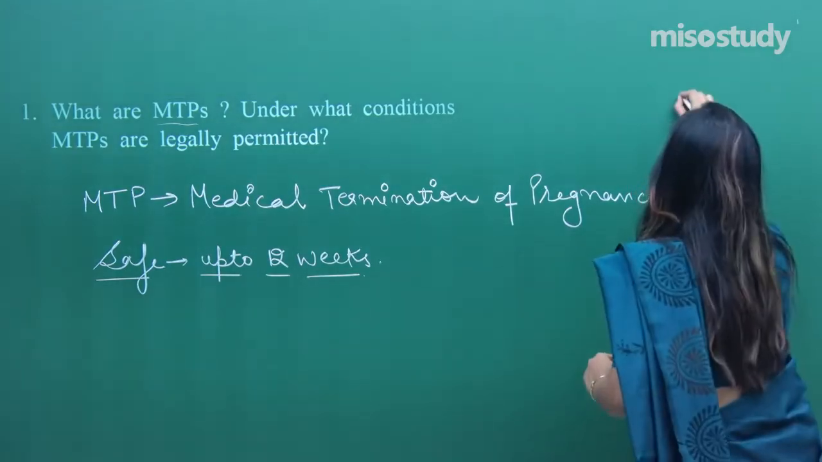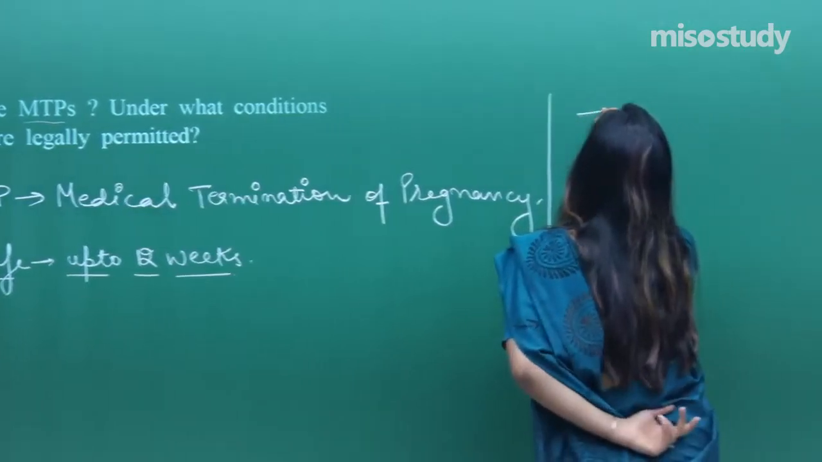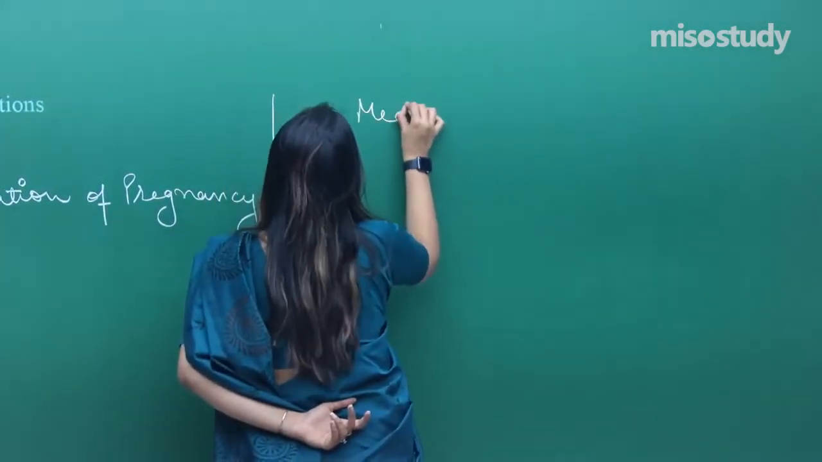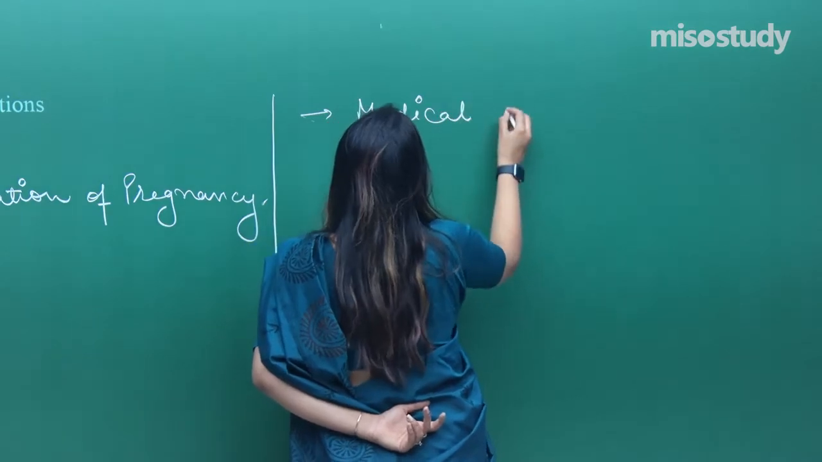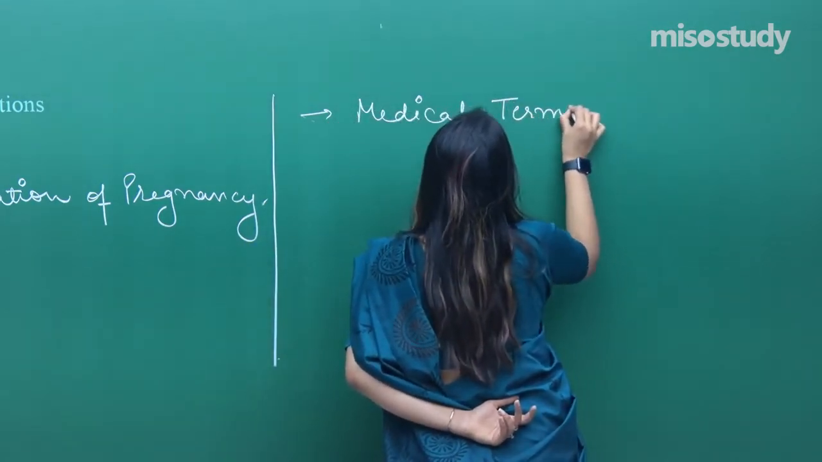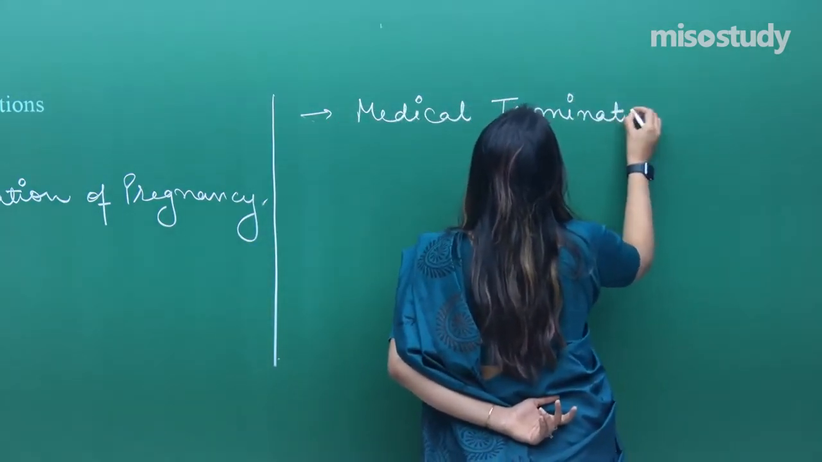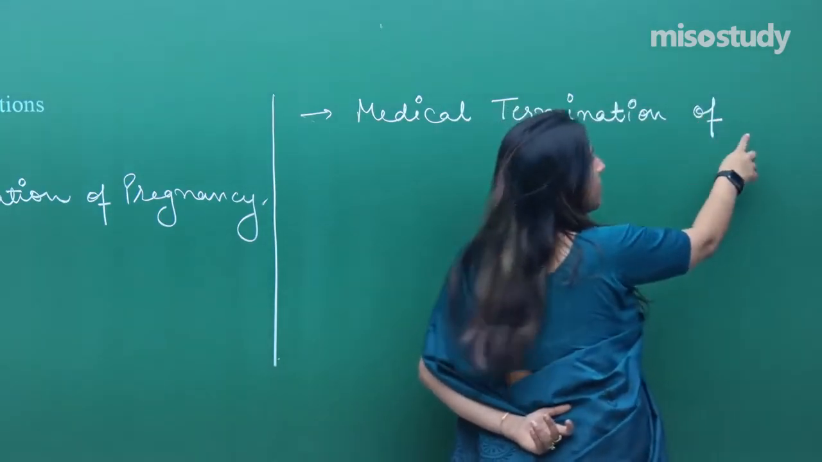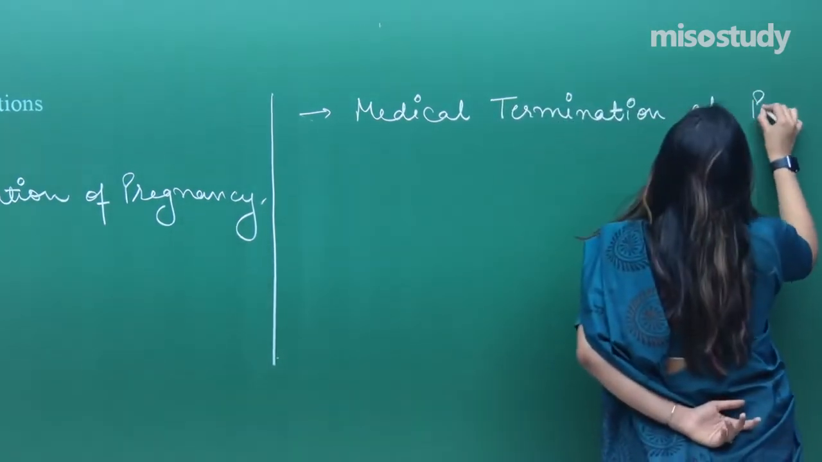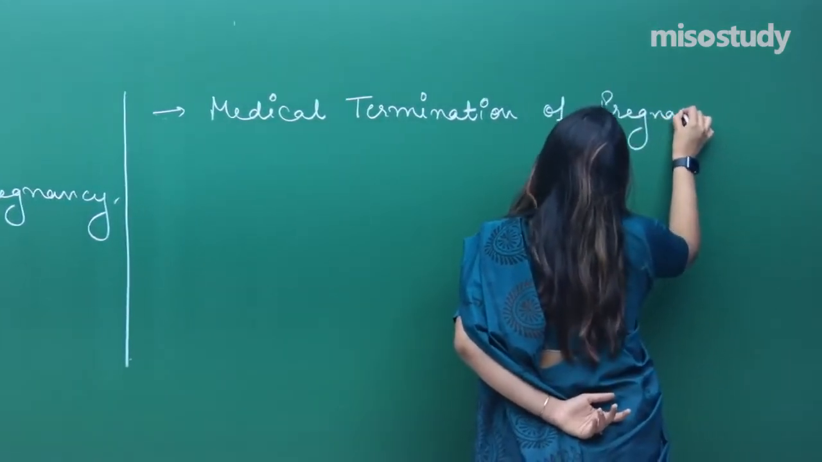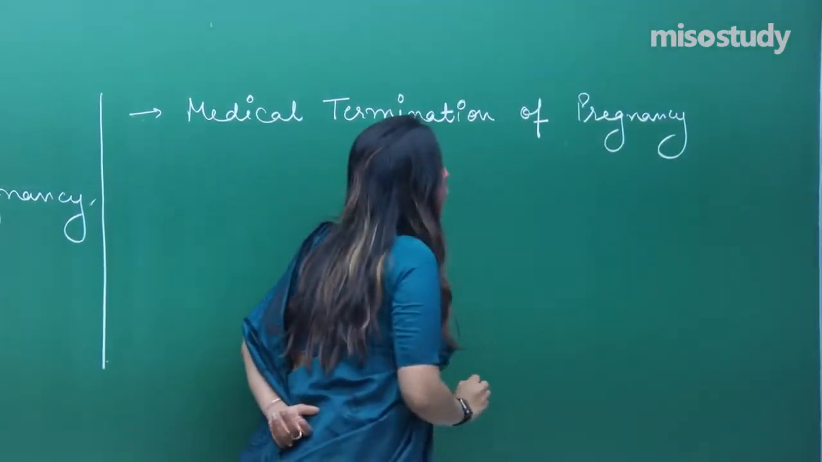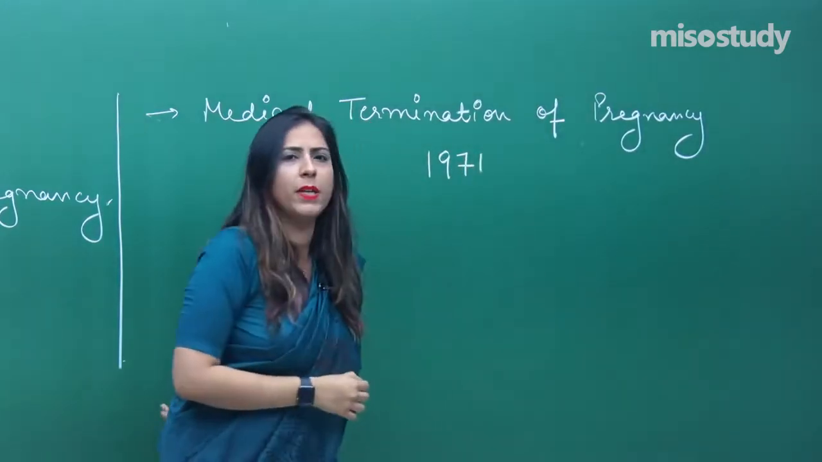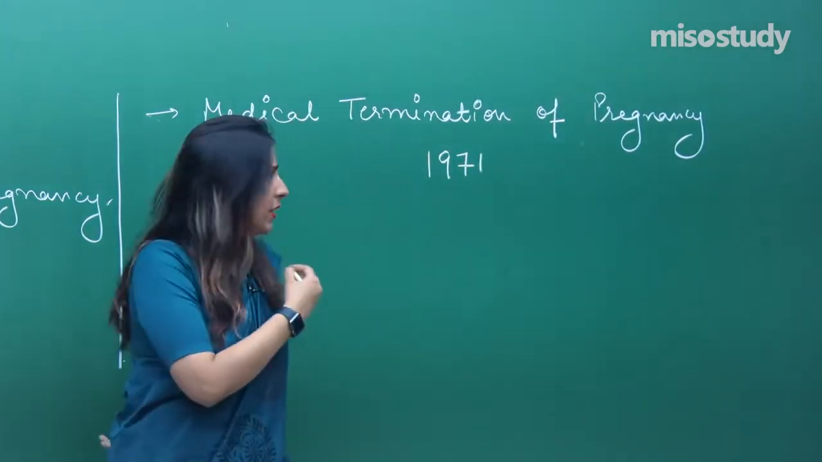So, students, come at this side first. The first act which was passed is the Medical Termination of Pregnancy Act. Students, is this visible to you? This act was passed in 1971, right? And later on, so many amendments were done in this particular field.